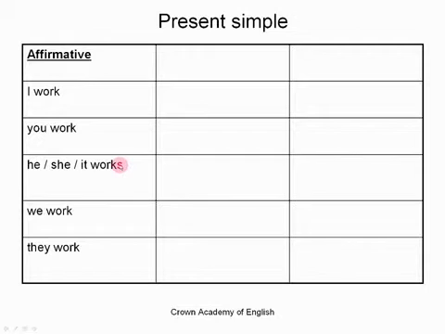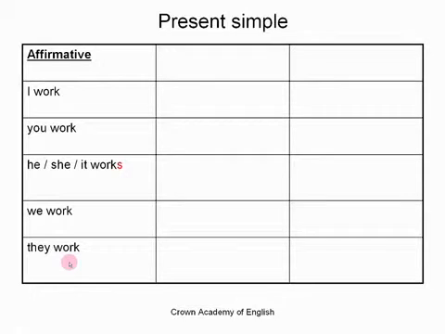So it's the third person singular. So he, she, it works. So you add an S, a letter S to the infinitive. And then we go to we work. So we go back to the infinitive. And they work, so the third person plural is the same. We keep the infinitive. Okay, so let's go through the pronunciation again. So it's I work, you work, he, she, it works, we work, and they work.